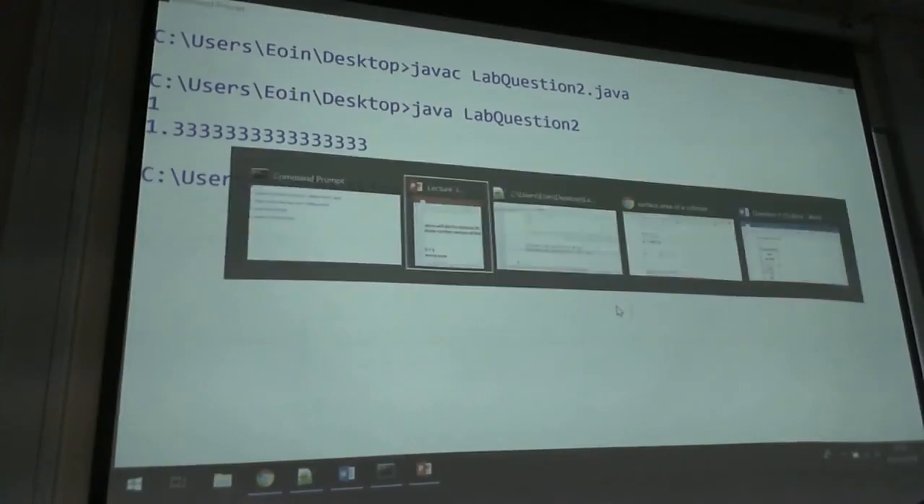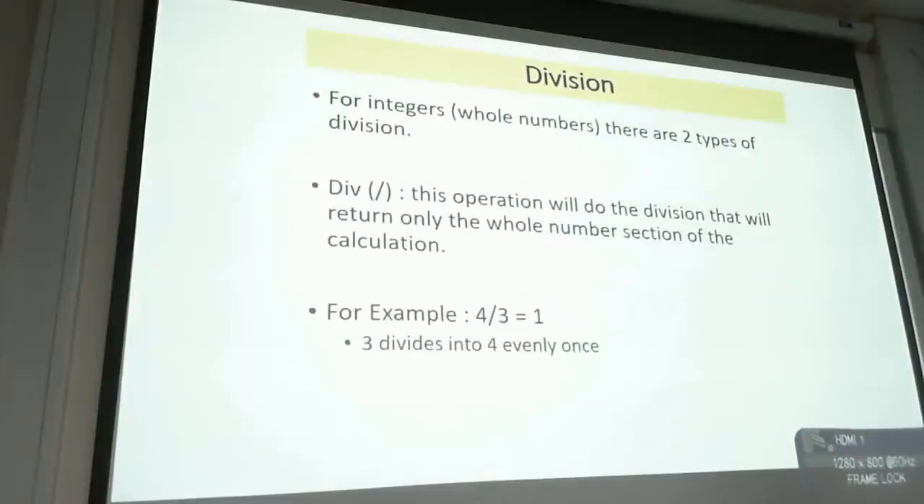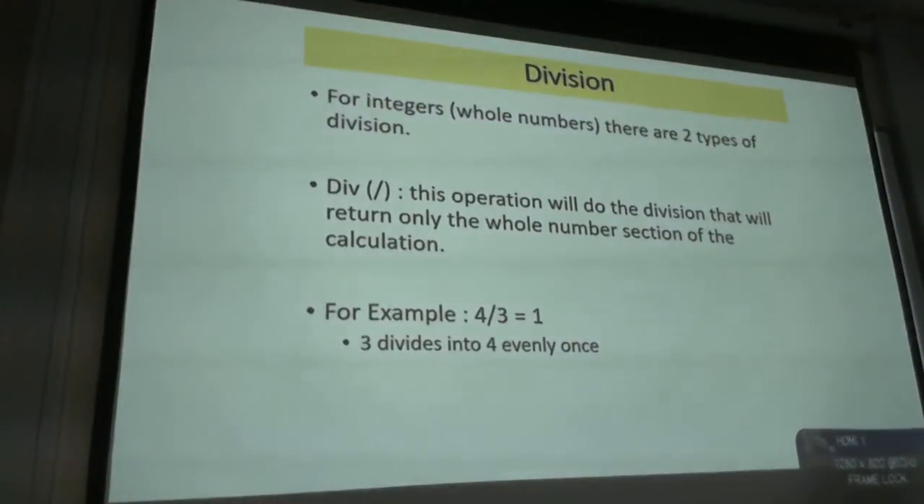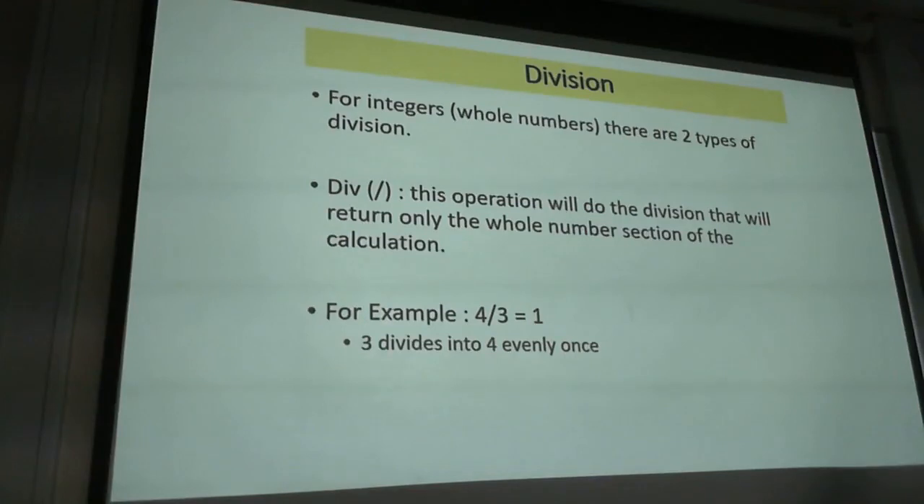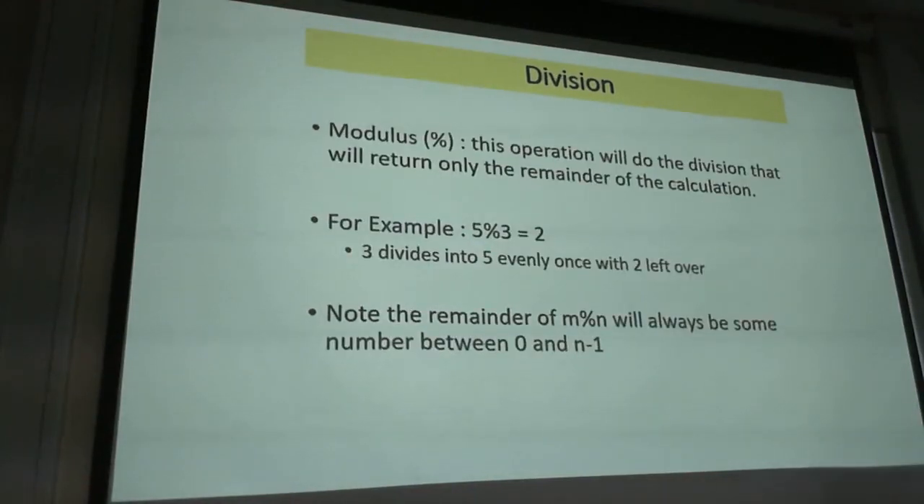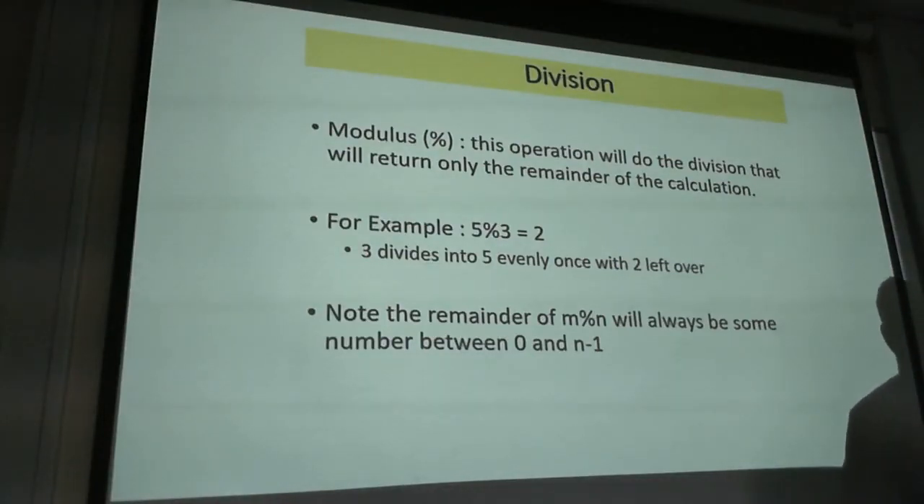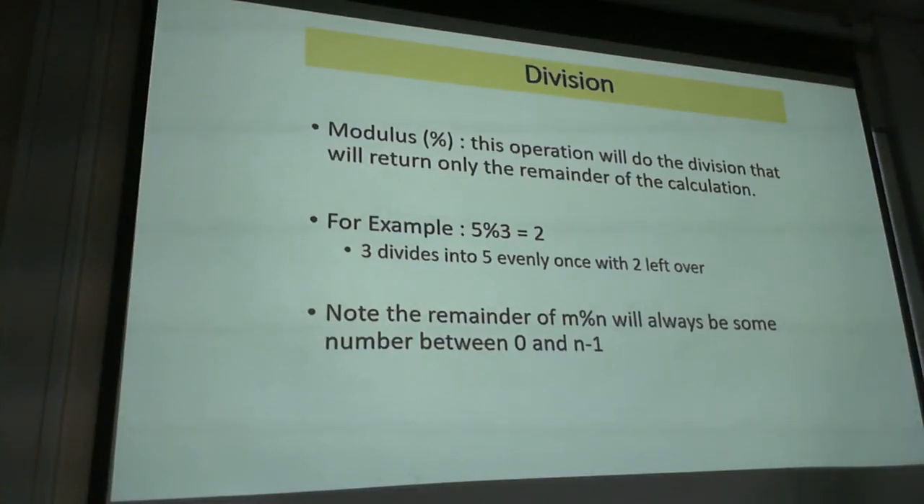Okay, back to the slides. So if I have a way of doing the whole number division, I probably need a way of figuring out what's left over afterwards. And that's where the second command comes in, which is called the modulus command. The modulus command will only concern itself with what's left over. It doesn't care how many times it divides in evenly. It's concerned with what's left over afterwards.